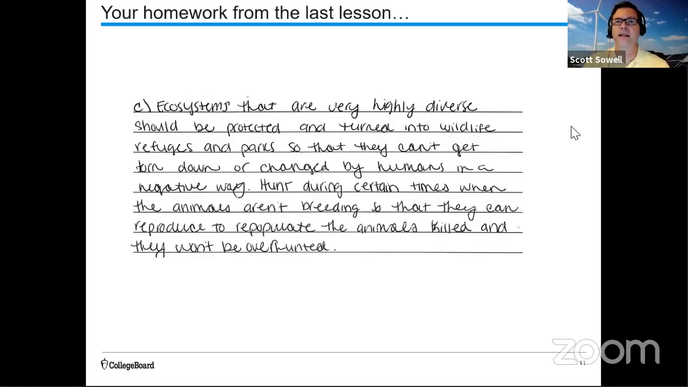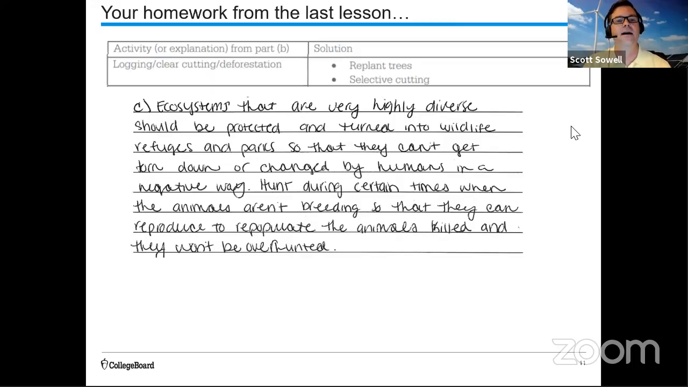So let's stop there for a minute. Nothing that they said is really wrong. Those are actually nice ideas, but it doesn't address the issue of logging or cutting down trees. In order to get those points, we would have had to say, what's the solution here?